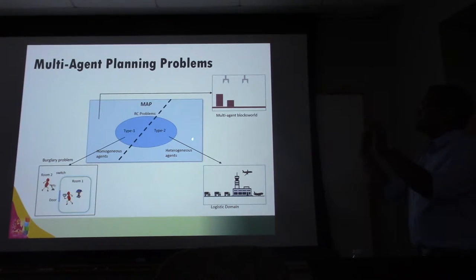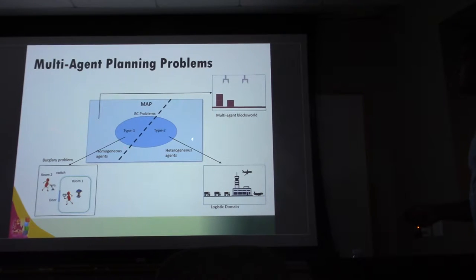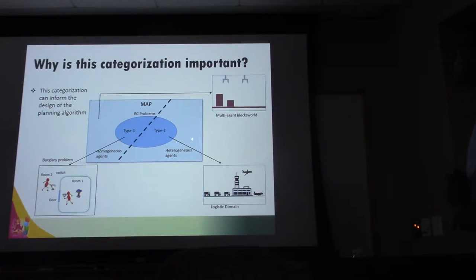So now what we can see is this big set of required cooperation problems can be divided into two types. The type one problems, where you have the same kind of agents, but you still need these different agents to finish the problem. And you have these type two problems, where you have different kinds of agents working together to solve the problem. Now, why should we care about this categorization? We've actually seen three types of multi-agent problems. Why should anyone care? Because they are all multi-agent planning problems.